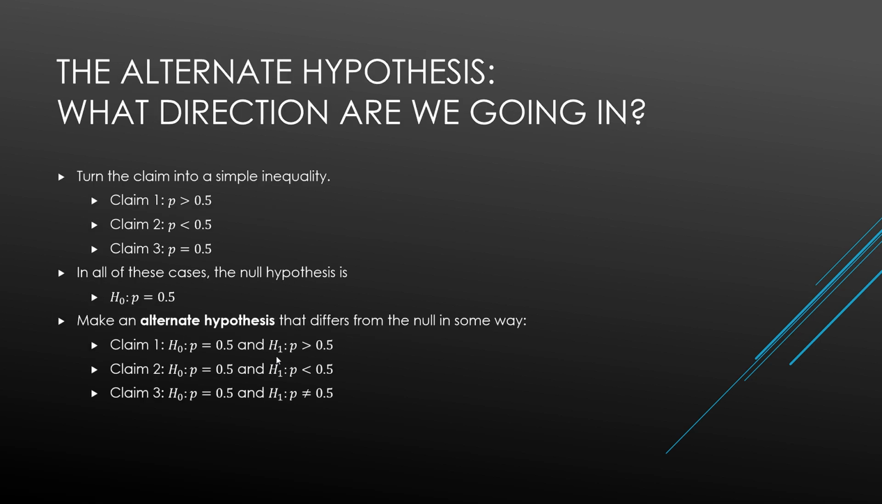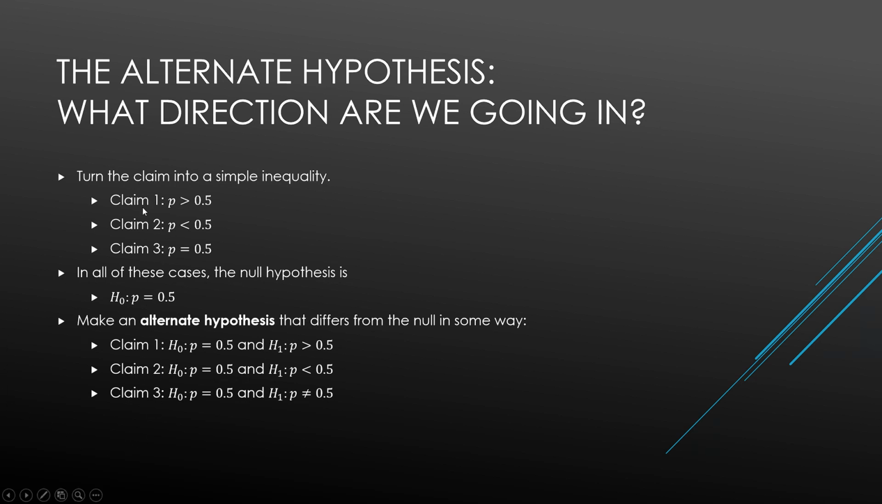So to get a little bit more, we're going to make actually not one, but two hypotheses, and we're going to use the null to test the other. So we're going to make an alternate hypothesis based on the null. It's going to be different in some way. In fact, it has to be different in some way. The null hypothesis is always an equation. It's always equality. And the alternate hypothesis is always not equality.